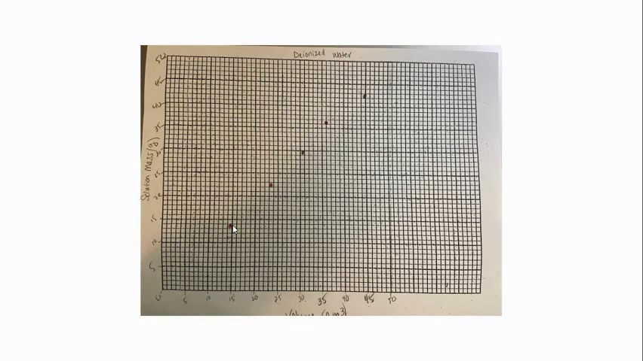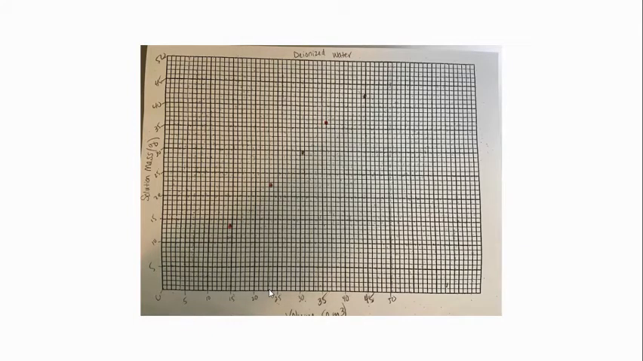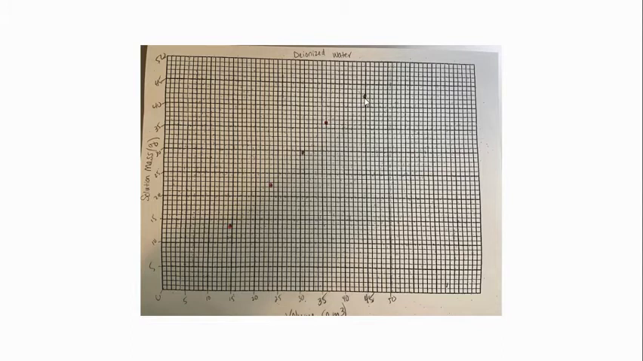My second plotting point, my second trial, was 23.2. So 20, 21, 22, 23, and estimate that decimal, 0.2, and then the mass was 22.58. So I went up to 22.58. So this is trial 2, trial 3, trial 4, trial 5.